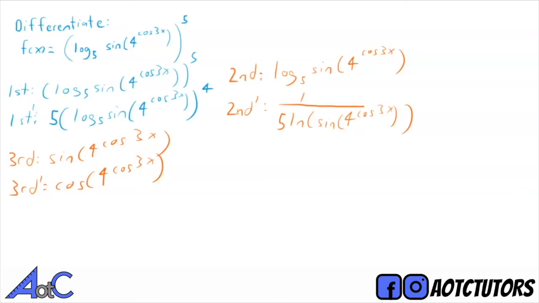So our fourth function. The first function was the polynomial, the second function within there was the log base 5, the third function was the sine. The next thing inside from there is this exponential function of 4 to the power of something. So we've got 4 to the power of cos 3x.